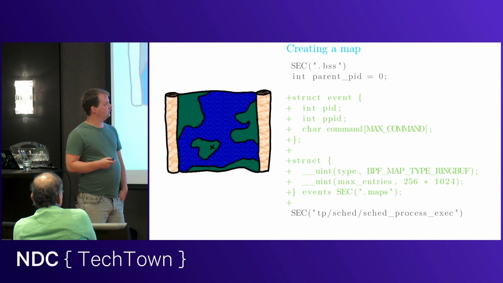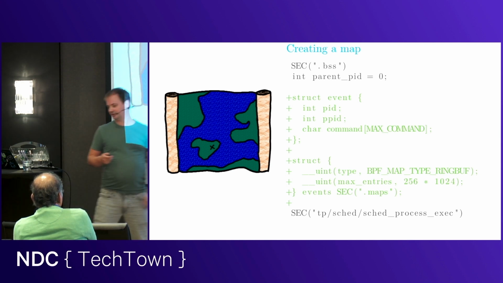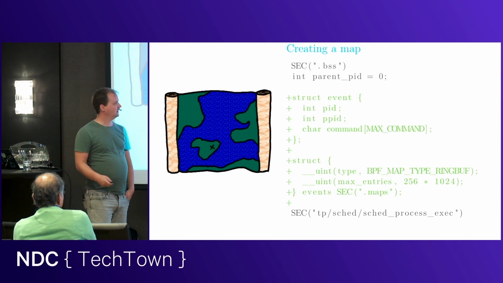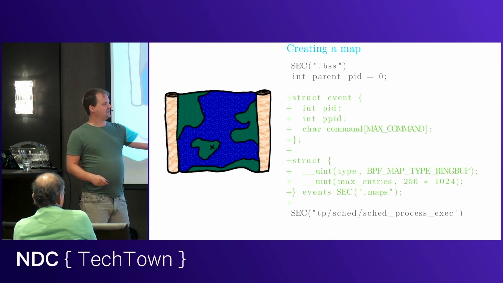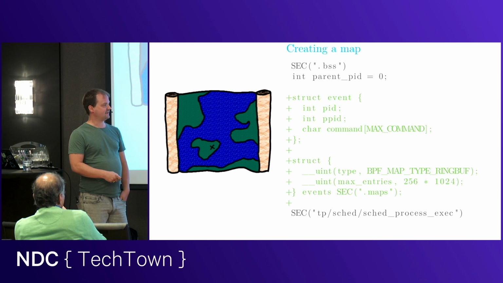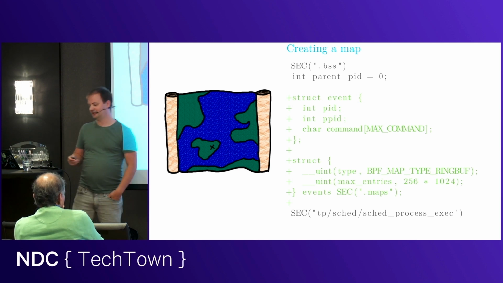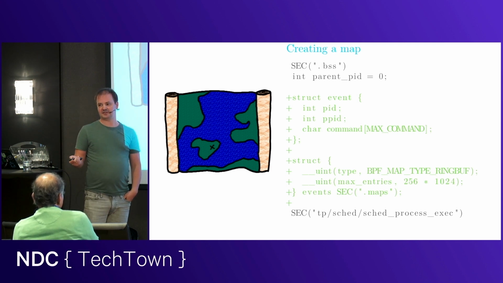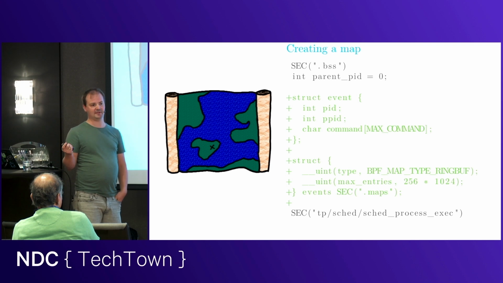So the way to do that, we'll start with the lower struct here, because that's actually defining the ring buffer. You give it a type, which is the BPF_MAP_TYPE_RINGBUF. And then we say it has a number of max entries, which is 256 times 1024 in this case. And we put that struct in the .maps section, which gives us access to the map also in user space.